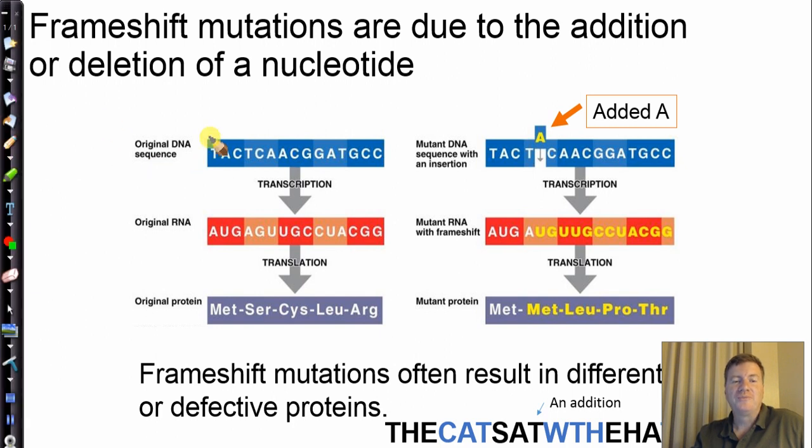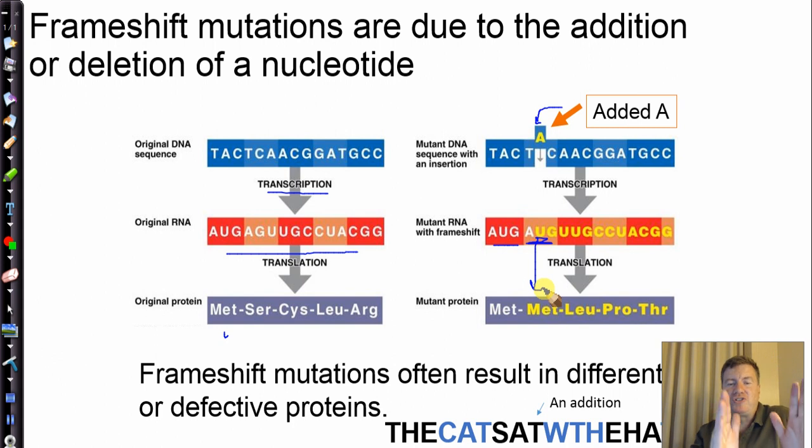Let me grab a pencil. So here's our DNA. It gets transcribed to this version of RNA, which gets translated to methionine, serine, cysteine, leucine, and arginine. Great. Okay, here, because of either a mutagen or a spontaneous mutation, we insert an A. It gets put into the place here, and now we actually have a different amino acid in this second position.